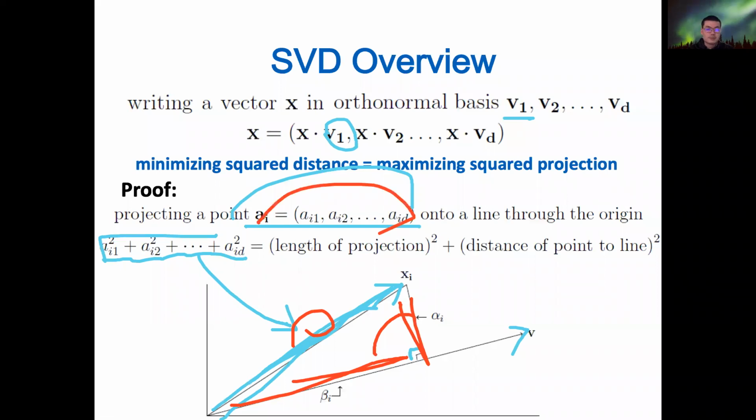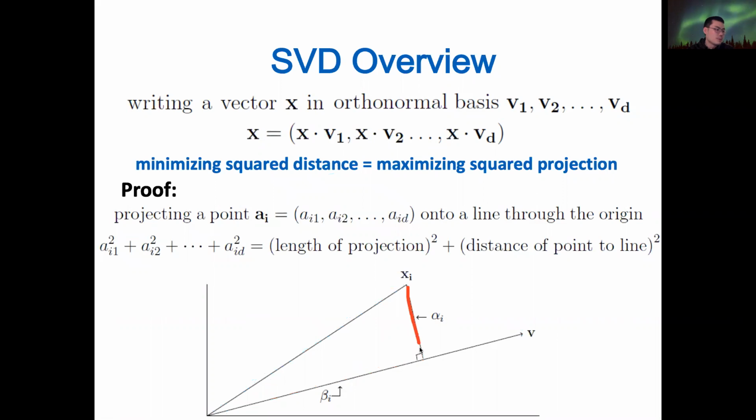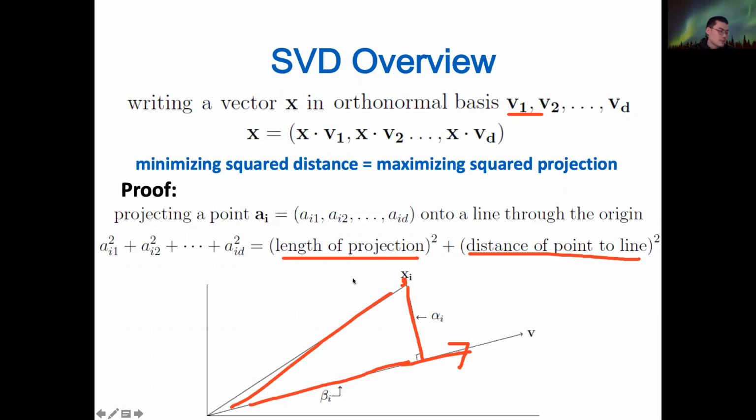This is what we call the distance of the point to the line, the basis line, the first dimension. Then you have the length of the projection. Let's call this a squared and this b squared. Their sum is the constant, the squared length of x_i, which is c squared.